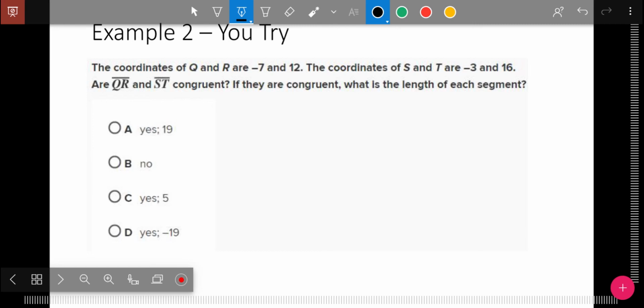All right, I'm going to go over it. If you haven't, continue to pause here. Each one was 19, and so my answer is yes, 19. Make sure you picked positive and not negative 19 for this example.